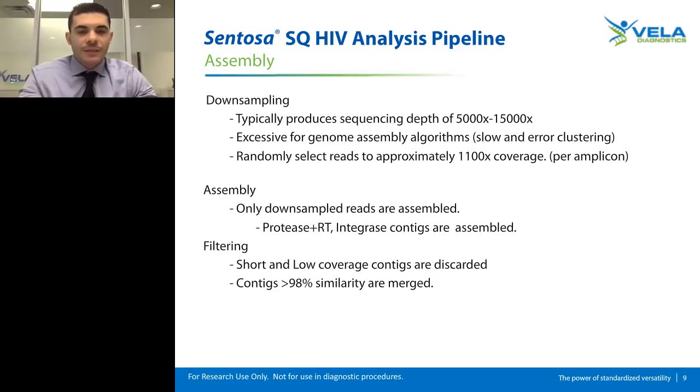Now we're going to do assembly. Assembly is basically the process of generating that consensus sequence and creating that contig that we're going to use for genotyping. Before we do that, we need to downsample.